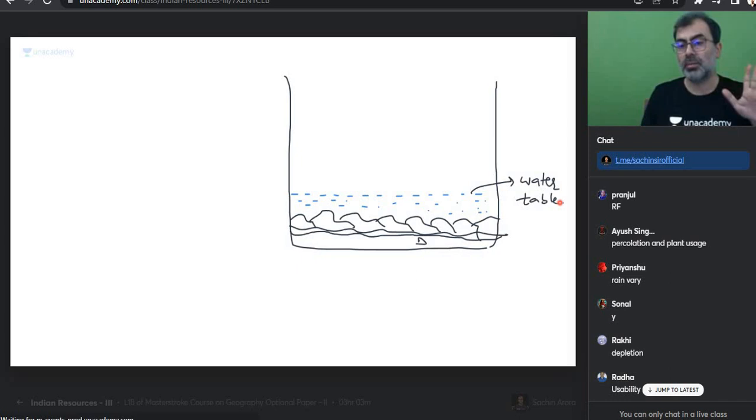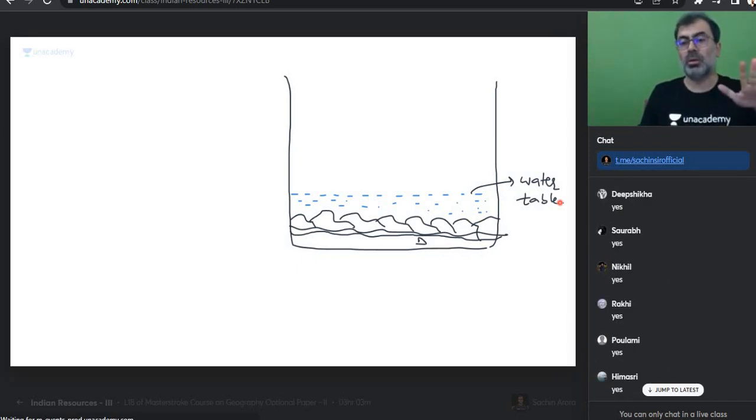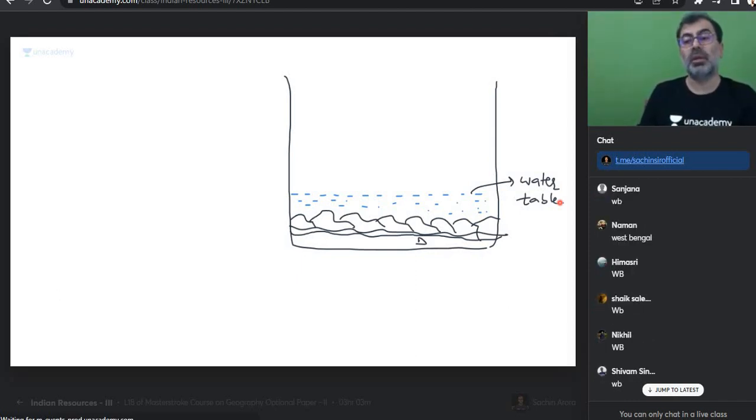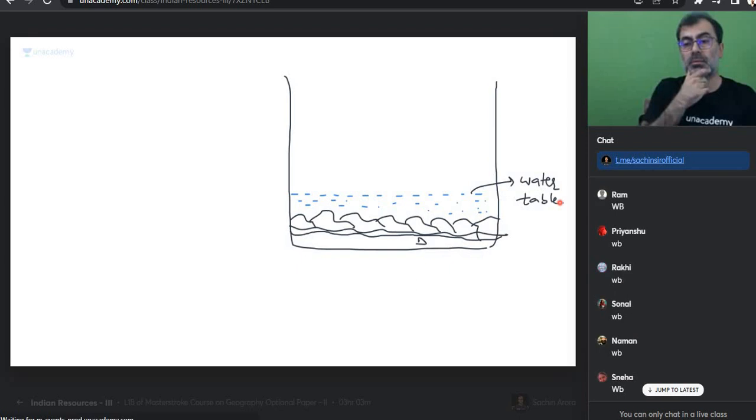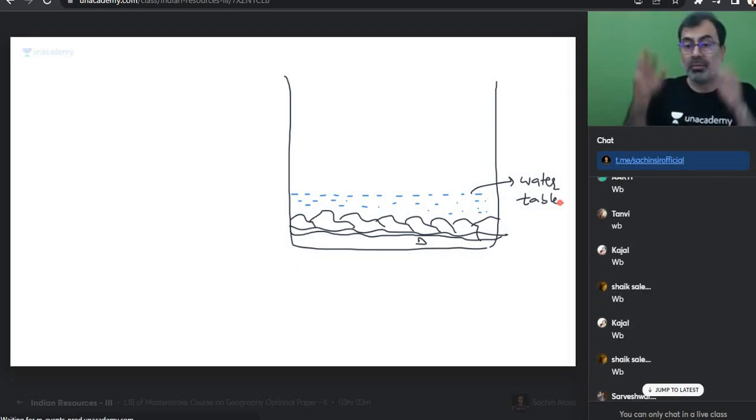Will it change with season? Which one will have a higher water table: West Bengal or Punjab? Sir, West Bengal has a higher water table. So which plants are happier in terms of water, Punjab plants or West Bengal plants? West Bengal plants don't have to have deeper roots.